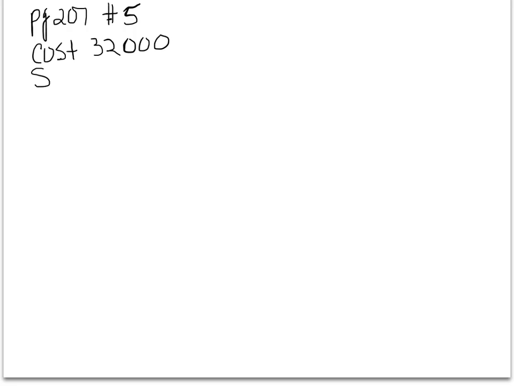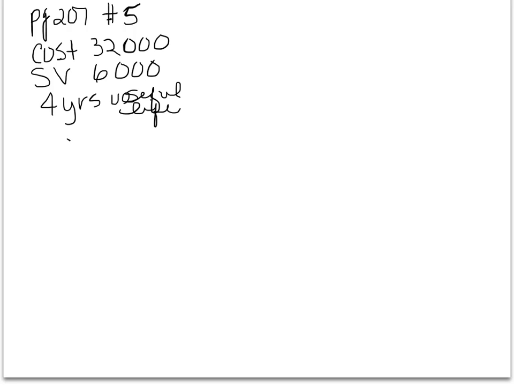Its estimated salvage value at the end of its life is $6,000. It is expected to be driven for 4 years, so that's its useful life. Garrett uses the DDB method, or double declining balance method, of depreciation. Calculate the depreciation expense for each of the 4 years of the asset's life. So let's take a look at what that would look like.